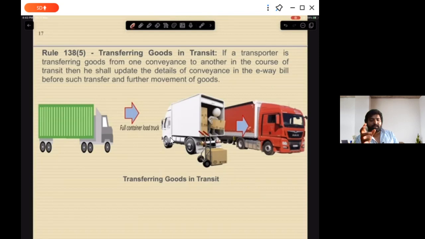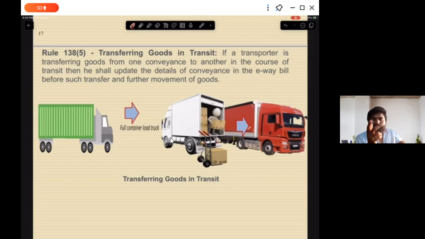If my vehicle gets damaged or there is some breakage, and I want to change the vehicle in transit, do I need to prepare a new e-way bill, because the vehicle number is already on the e-way bill? No, what I just need to do is update my Part B. So I can go online and update my Part B, I don't need to create a new e-way bill.